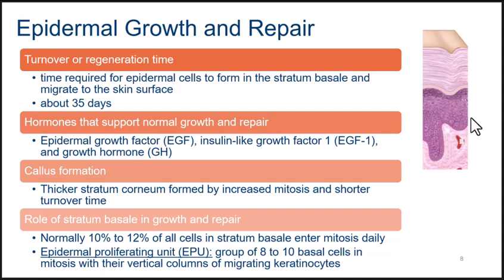So to explain that again, cells undergoing mitosis here are going to move up, and then they're going to be moving along with cells that are already here that are called keratinocytes, that once they reach the surface of the skin become your corneocytes.